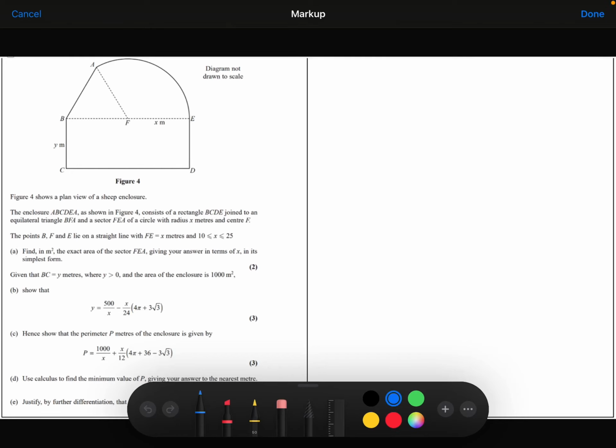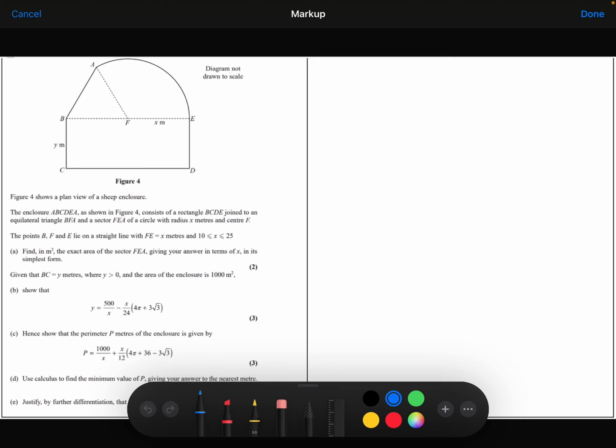Figure 4 shows a plan view of a sheep enclosure. The enclosure ABCDA, as shown in Figure 4, consists of a rectangle BCDE joined to an equilateral triangle BFA and a sector FEA of a circle with radius x and centre F. The points B, F and E lie on a straight line with FE equal to x metres.